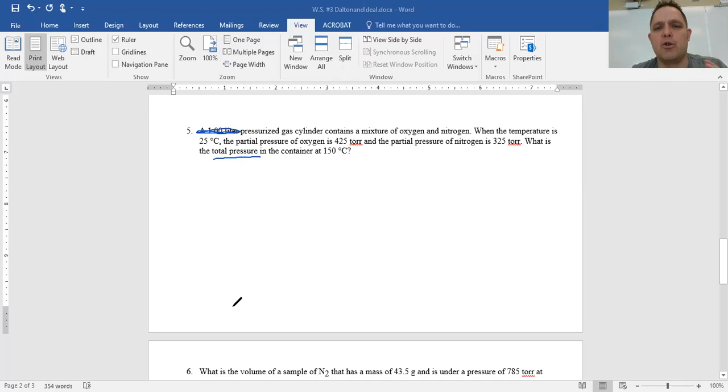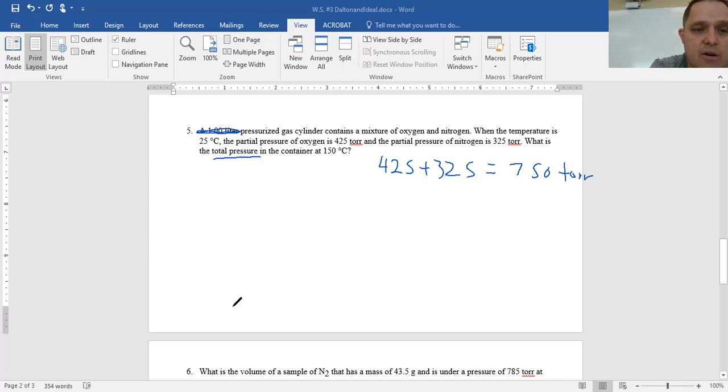It gives us some partial pressures, and that's fine. We can add those together. So let's do that. 425 plus 325. That's our total, which is 750, and that's torr. Keep our labels right. It wants the total pressure once it's raised.